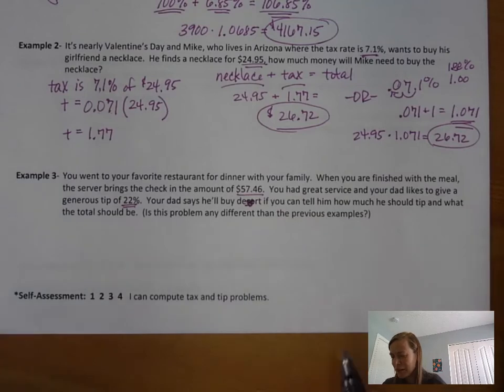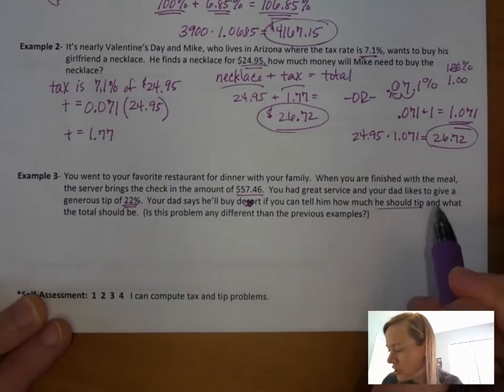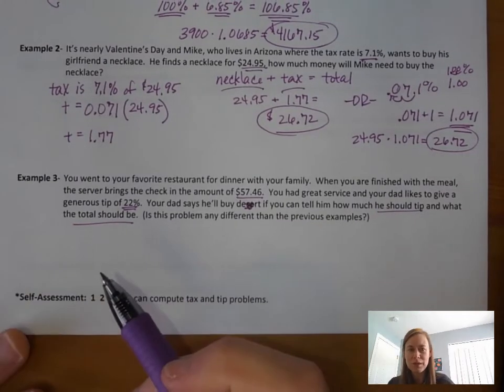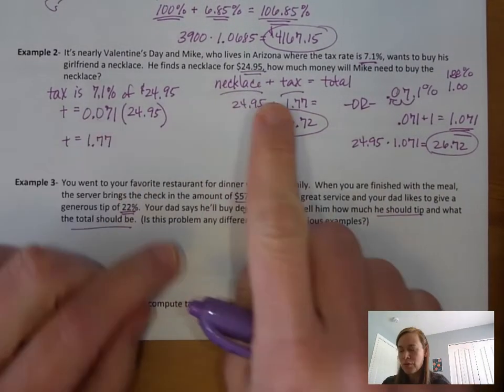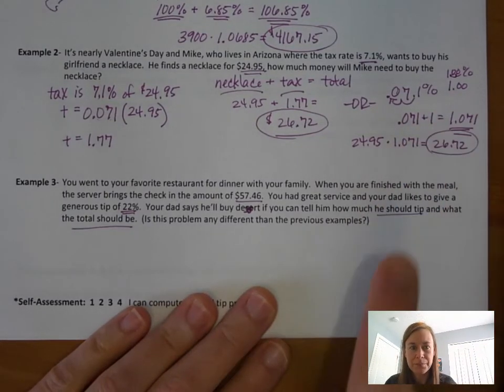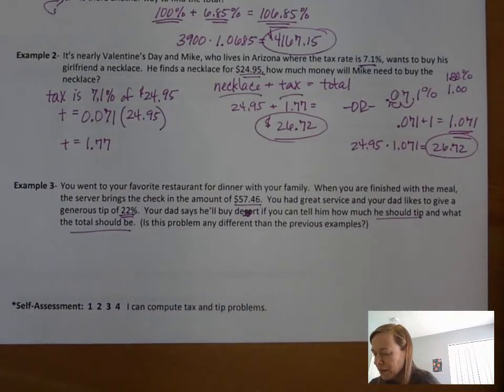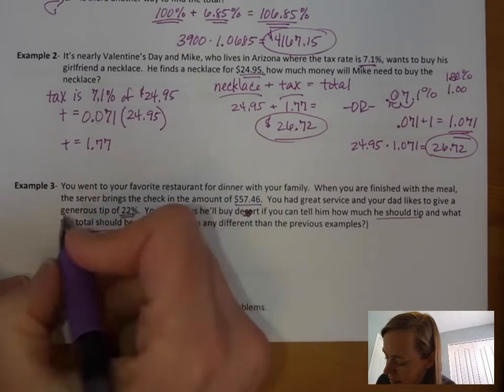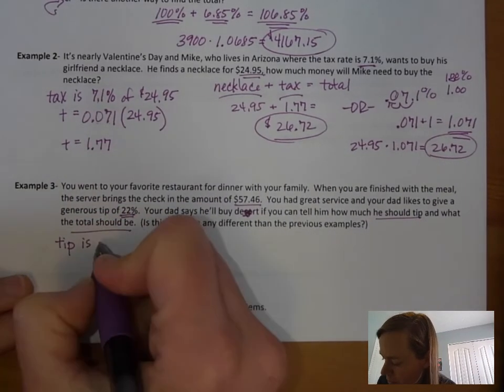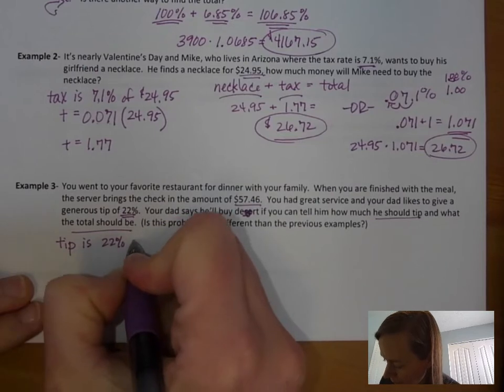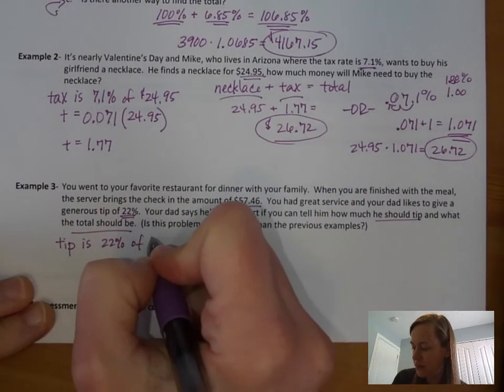And then it says, is this problem any different than the previous examples? Well, he wants to know how much he should tip and then what the total should be. So he really wants the separate amounts. So I'm going to say let's use the original method rather than the all-in-one method. Okay, so basically the tip, I'm going to write it as a sentence. The tip is 22% of the total, which was $57.46.